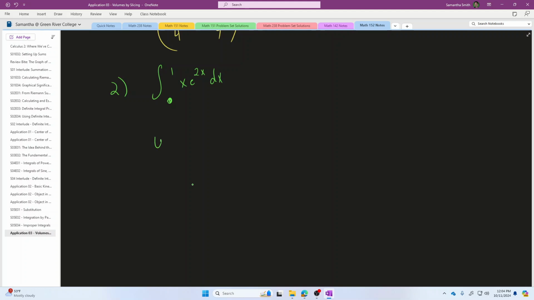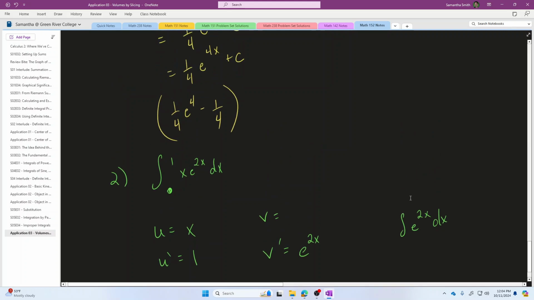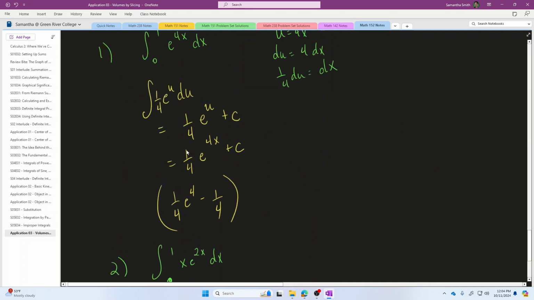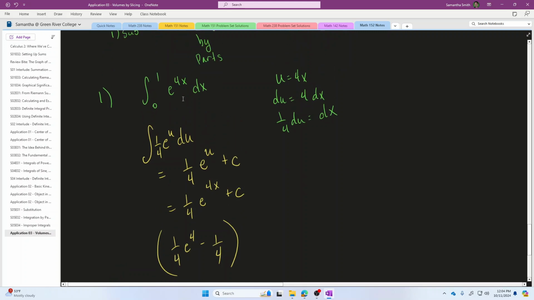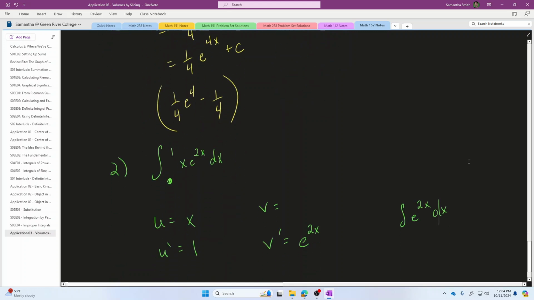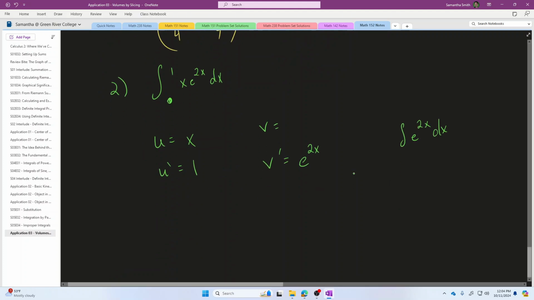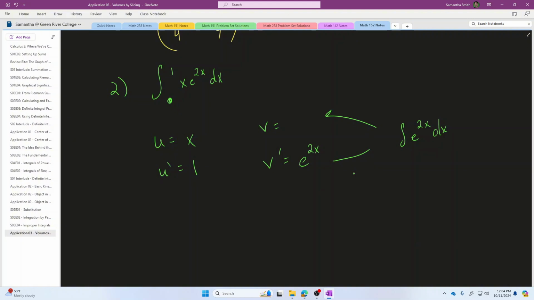So I'm going to let u be equal to x because that becomes much simpler when you take its derivative. I'm going to let v prime be equal to e to the 2x because that becomes not so bad when you take its antiderivative. And using chain rule once again, really, the antiderivative of e to the 2x can be found pretty simply. If the antiderivative of e to the 4x is 1/4 that same exponential, the antiderivative of e to the 2x is just going to be 1/2 exponential.